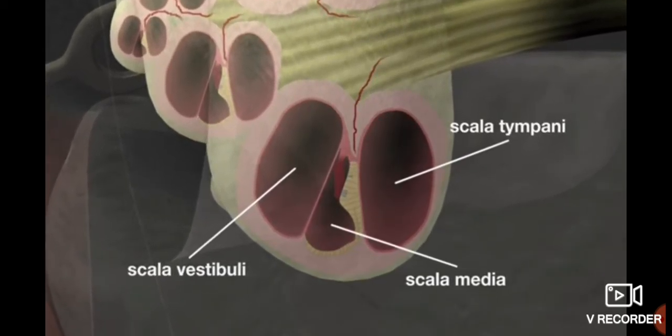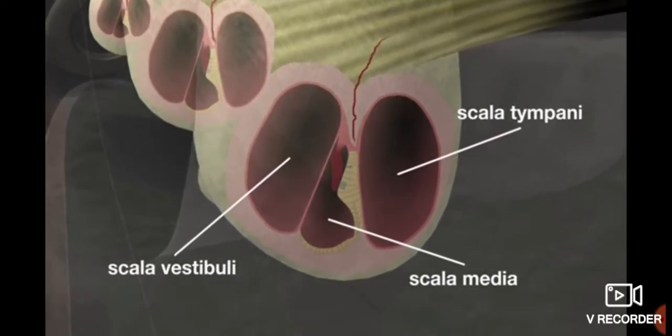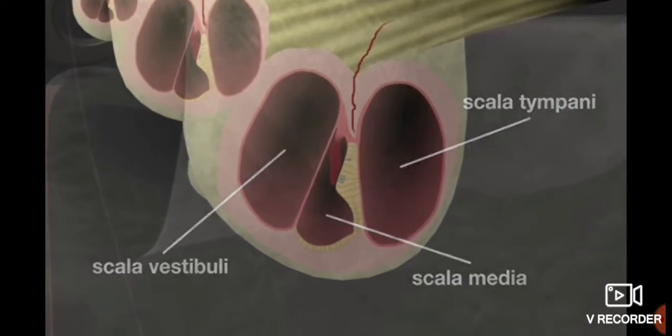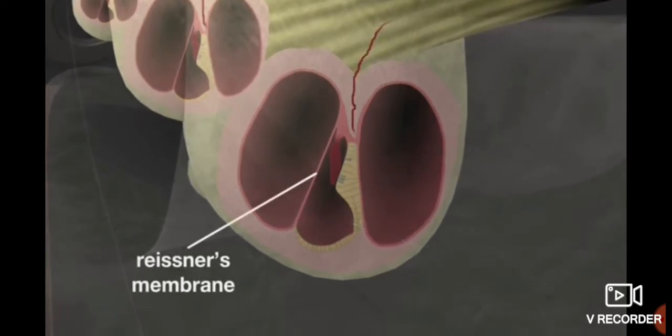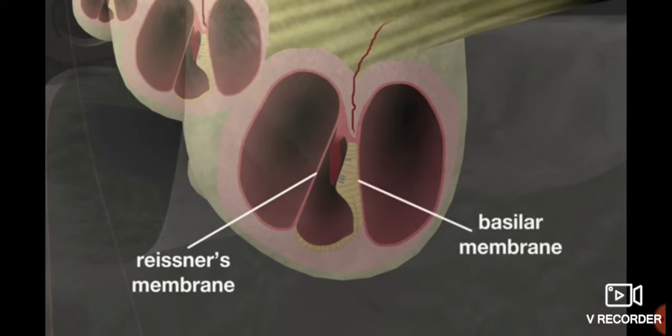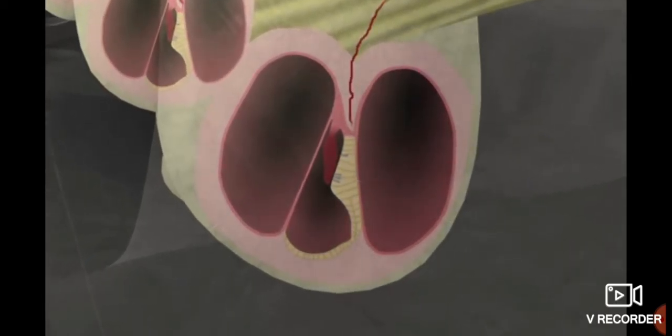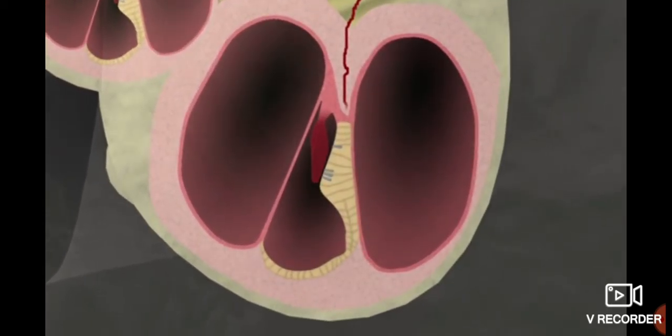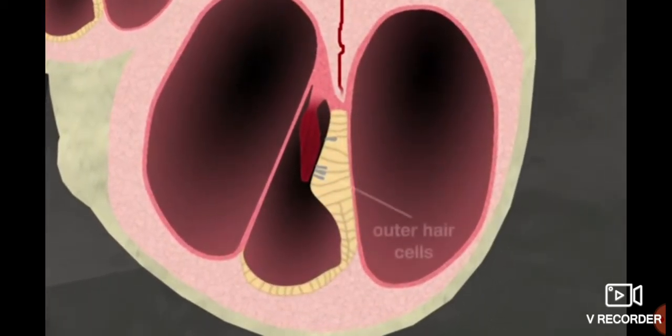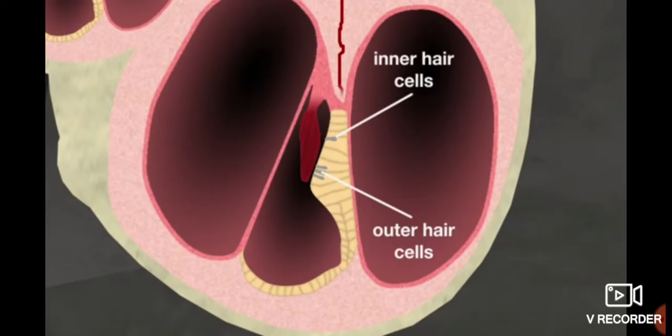The scala vestibuli and tympani contain a fluid called perilymph, and they are separated by Reissner's membrane. The scala media contains a fluid called endolymph and is separated by the basilar membrane. The basilar membrane further contains two types of cells, the inner hair cells and the outer hair cells. They are sensory to the pitch of the sound and are covered by the tectorial membrane.